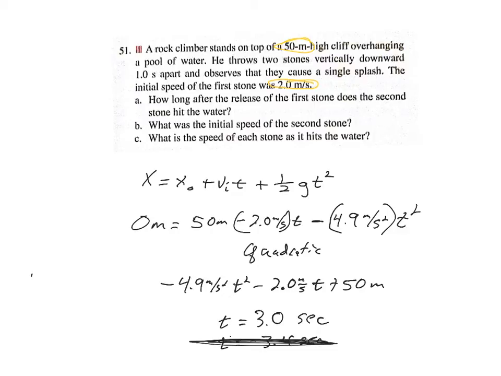So the total trip is 3 seconds. And it says, when does the second stone hit the water after the first one is released? The whole time is 3 seconds. Now, the time that the second one was in the air would not be 3 seconds, but the entire trip was, so that's A, 3 seconds.